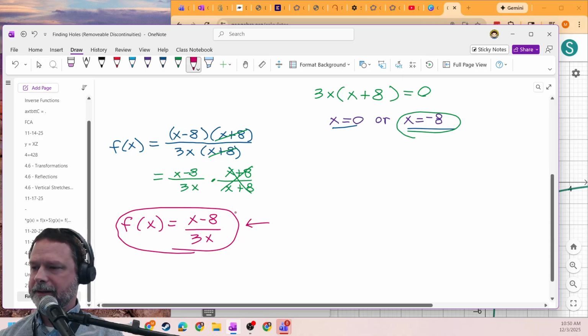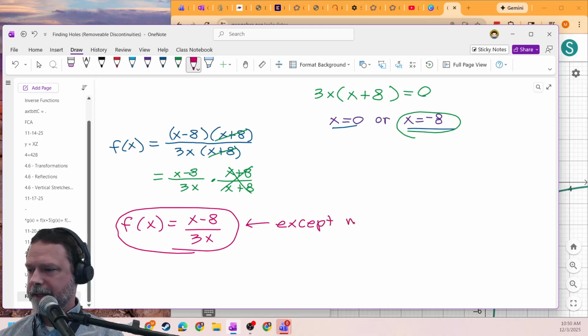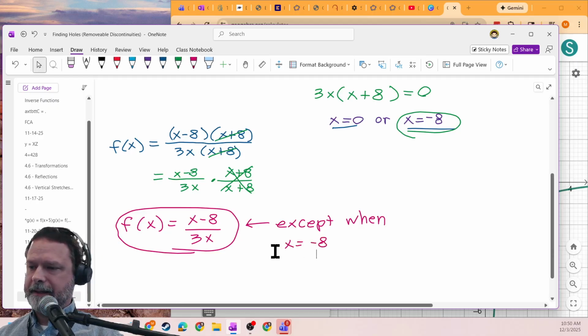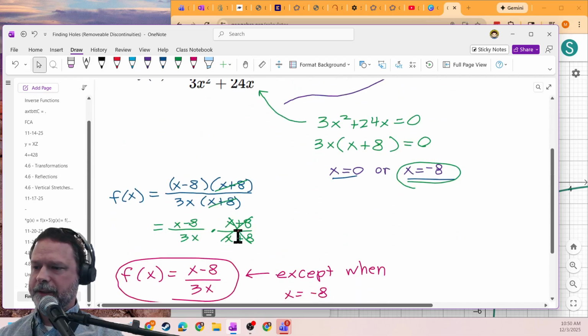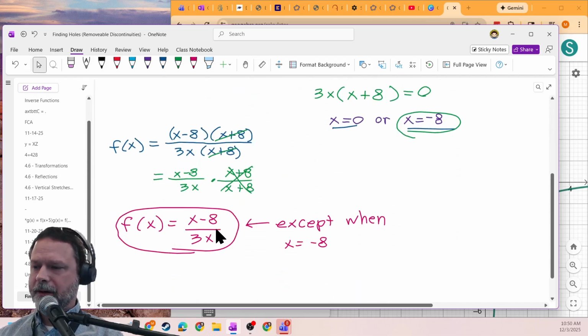I have to put a little caveat here. When I did this, we have to say except when x equals negative 8. We can't forget that f of x did include this. And so these are equivalent: what I started with and this are the same thing except for this one point. And that's why we call it a removable discontinuity.